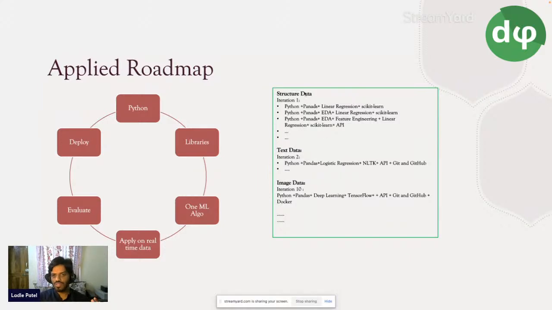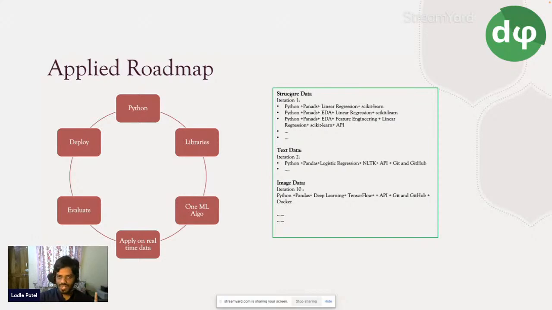So for you, what I would say is, you learn Python, you learn some of the libraries I mentioned, choose one algorithm at a time, learn the maths behind it, and then apply it on a real-time data set, evaluate your result, and deploy your model in production, or maybe show all your results on GitHub, and use some sort of Docker, some sort of Heroku, some platforms. The approach is very simple.